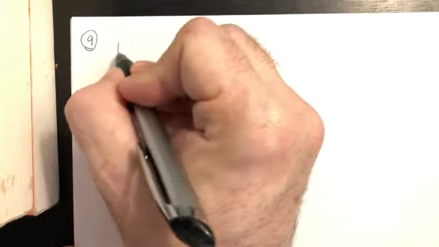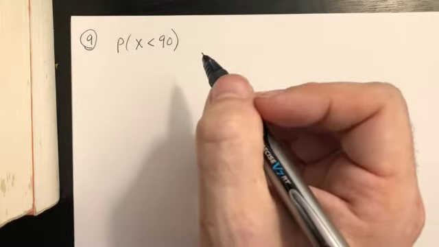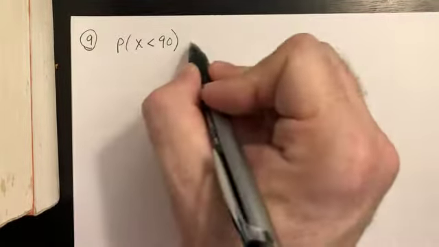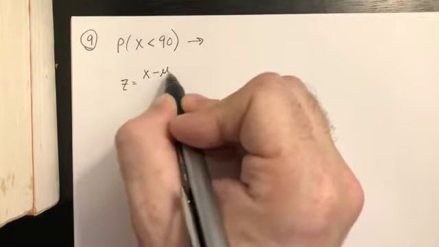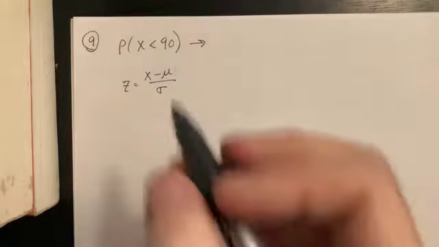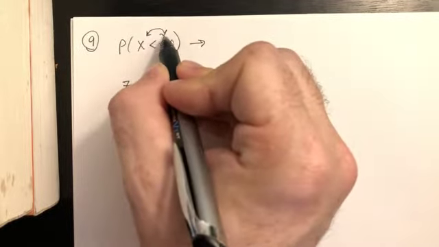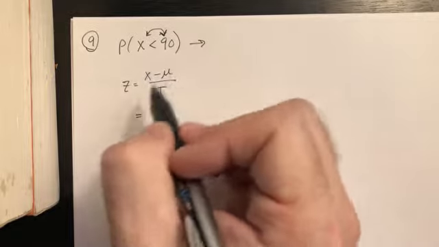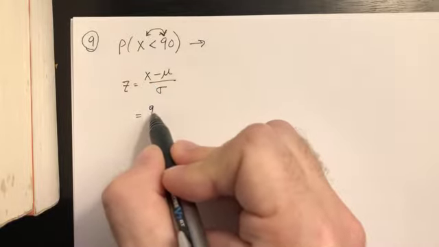Okay. So that's what 9, 10, and 11 are asking you to do, but instead of giving you z-scores, they give you x-scores. So they want the probability that x is less than 90. And so what they want you to do is convert this to a z-score. You do that using this lovely formula, x minus mu over sigma. In this case, x is your 90. Even though x is smaller than 90, for the purposes of finding the z-score, we're going to use 90 for x.